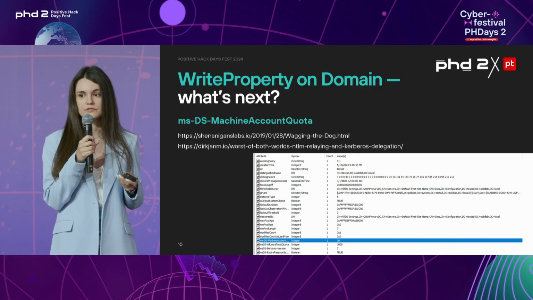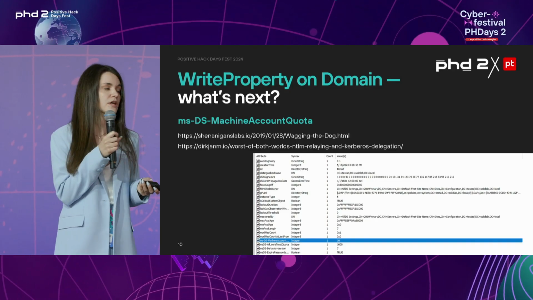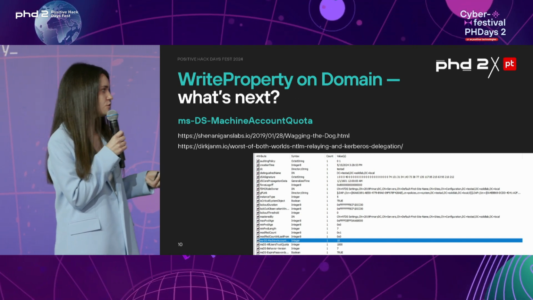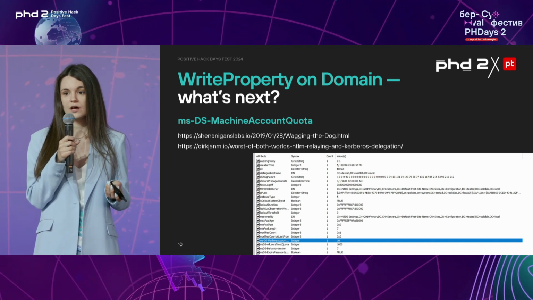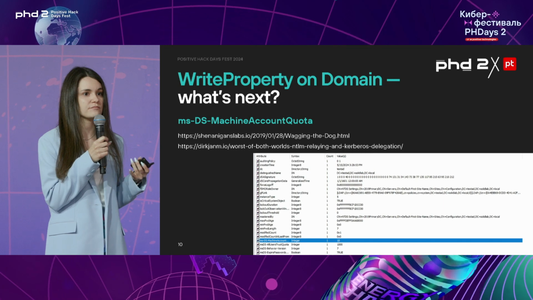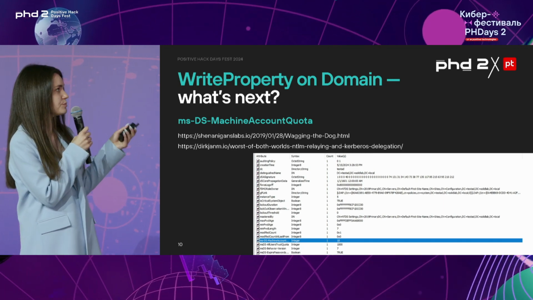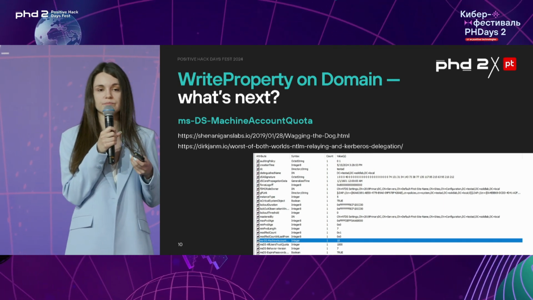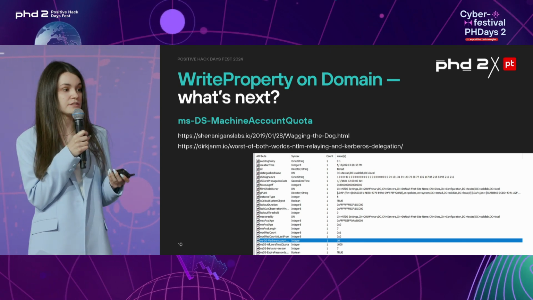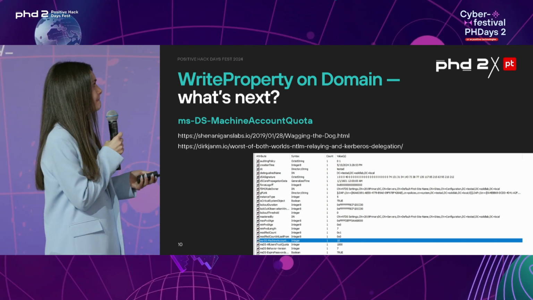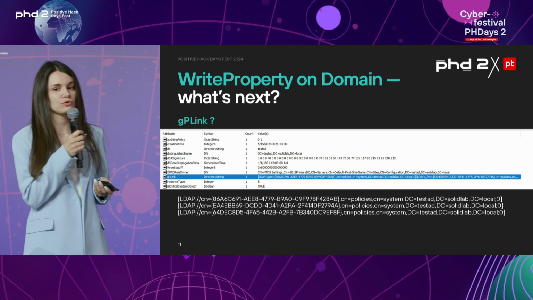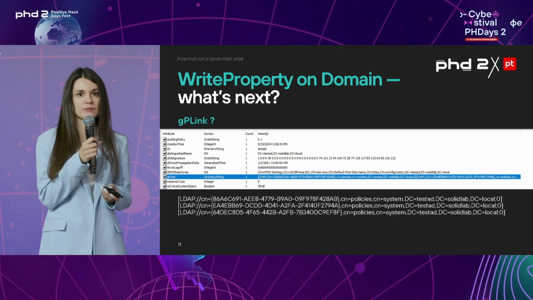Its value is 10. By default, it shows how many computers a user can add to the domain. You don't use it as a standalone tool. You use it in connection with other attacks. By default, its value is 10. That's why we don't want to work with it that much. It's not very interesting.